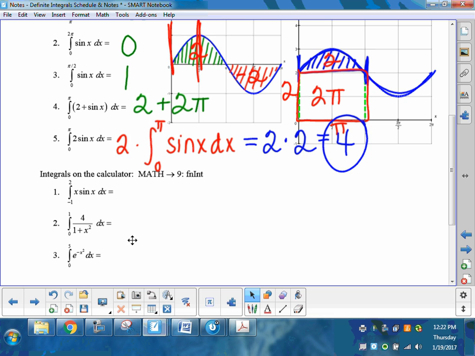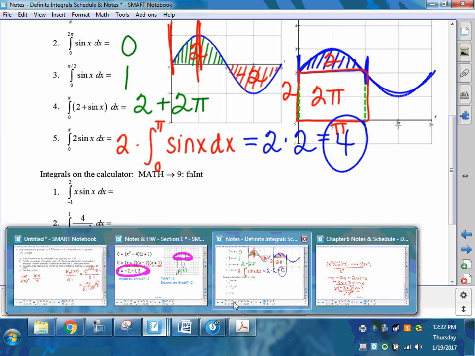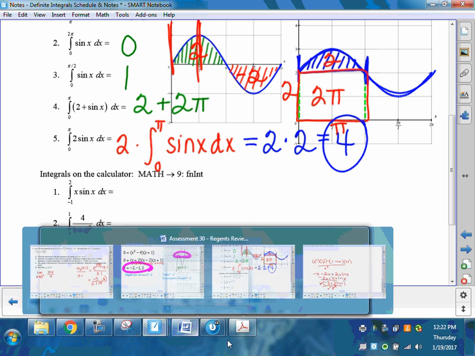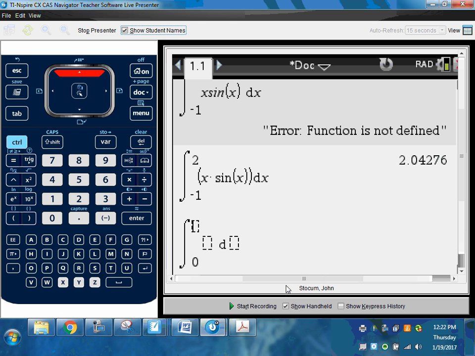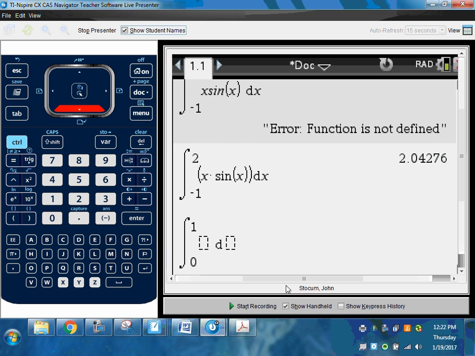Okay, now enter the next one. And then do the third one. You're going to be doing these by hand too, just so you know.